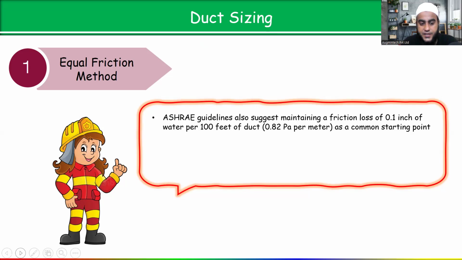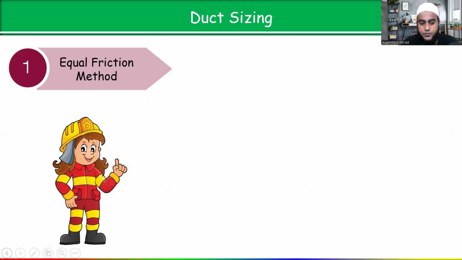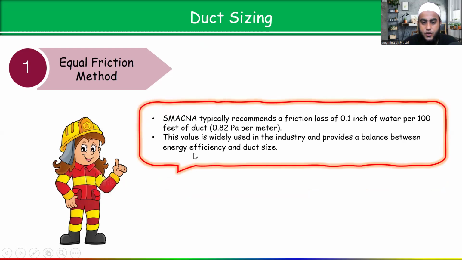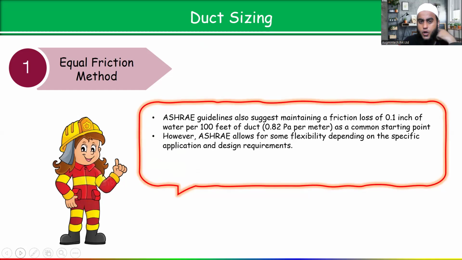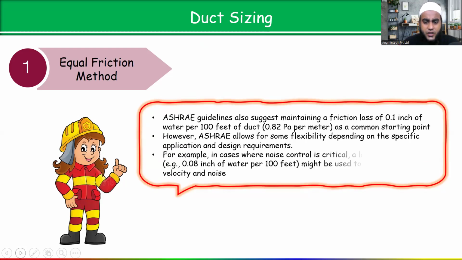Okay. Someone asked me to show the previous slide. So this is our previous slide as per SMACNA recommendation. Now let's see as per ASHRAE, same thing. However, ASHRAE allows some flexibility depending on the specific application and design requirement. For example, here it is given for a case where noise control is critical, so you also have to maintain a lower friction loss.